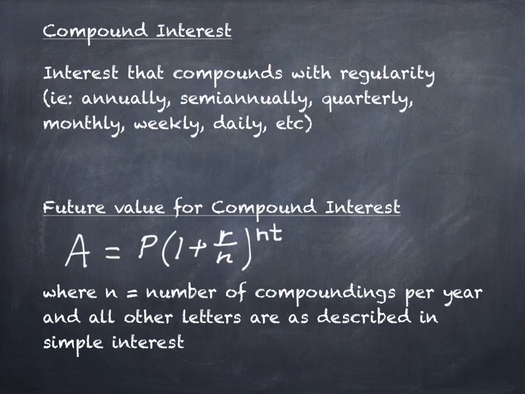R is the interest rate as a decimal, right? N, that's a new letter. We'll come back to that in a minute. And T is time in years, always in years. Now let's talk about N, which is what it talks about up here in parentheses. The N that it talks about there in the parentheses is the number of compoundings per year.